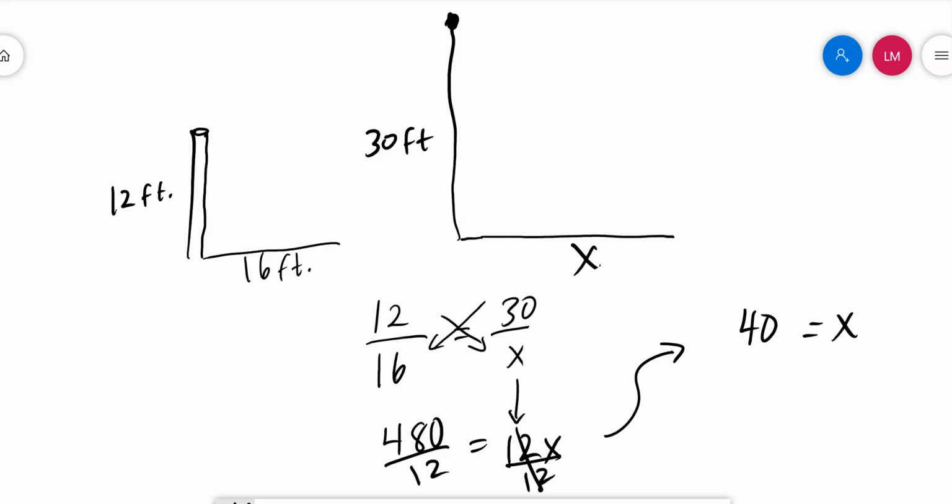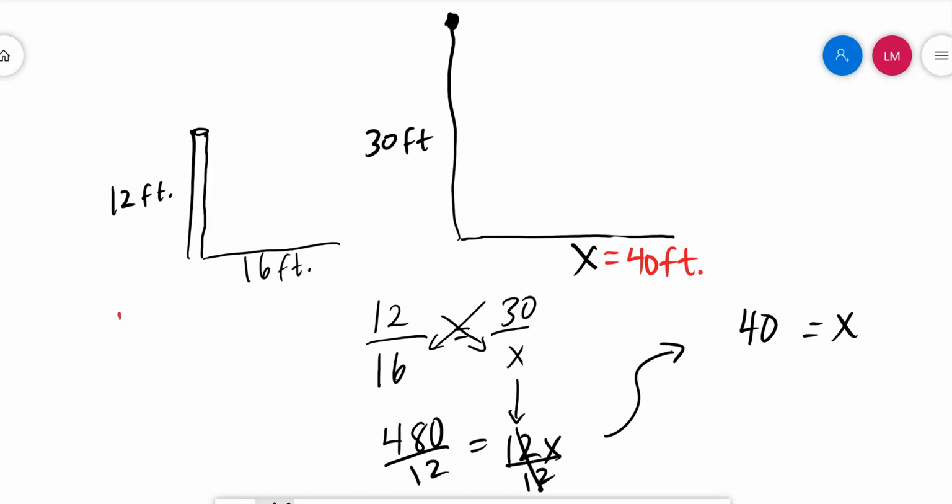And to check myself real quick, is 12 times 40 480? And it should be, because isn't that 48 and add a 0? Yeah, it's right. It's 480. Okay. So x is 40. The shadow is 40 feet.